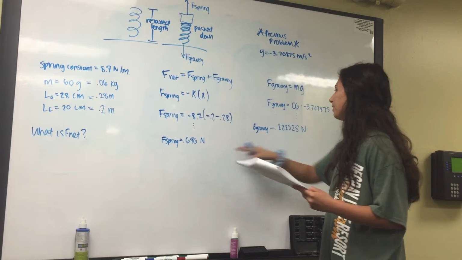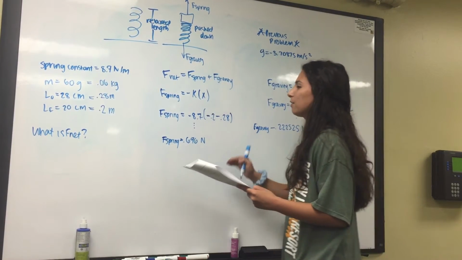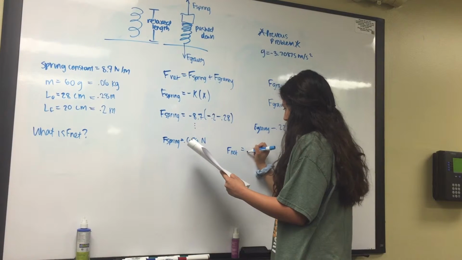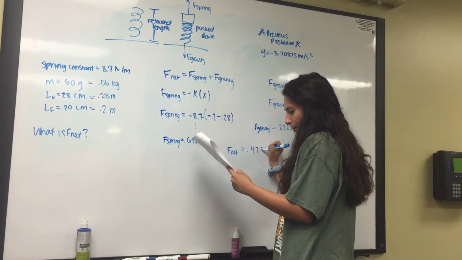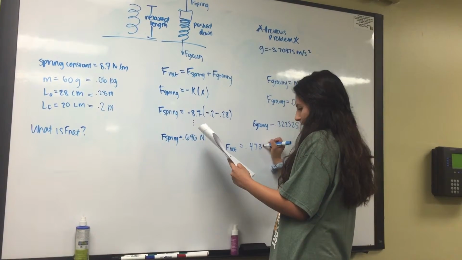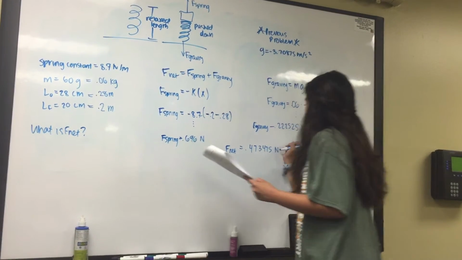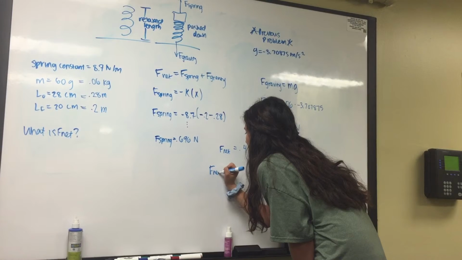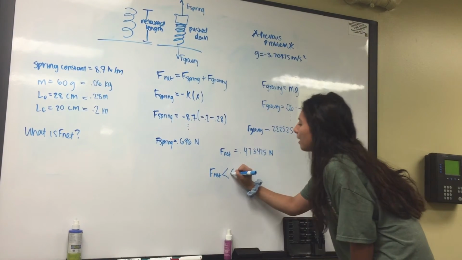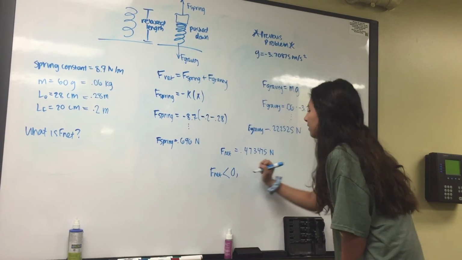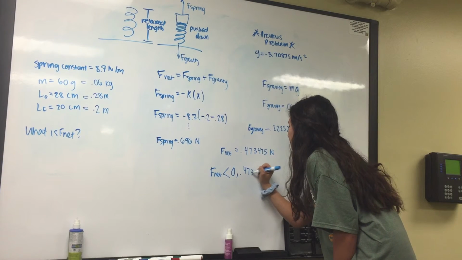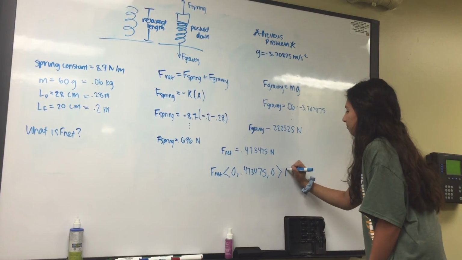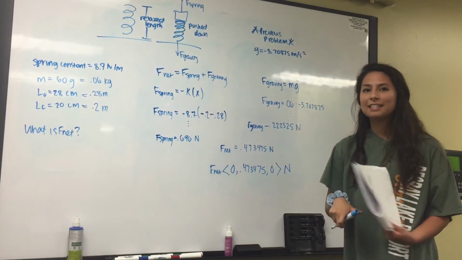After that, you just add these two values together to get the net force in the y direction. And that value is 0.473475 newtons. And since they want it in vector form, there are no forces in the x direction. This is the value that's in the y direction. And there are no forces in the z direction. And that's the answer.